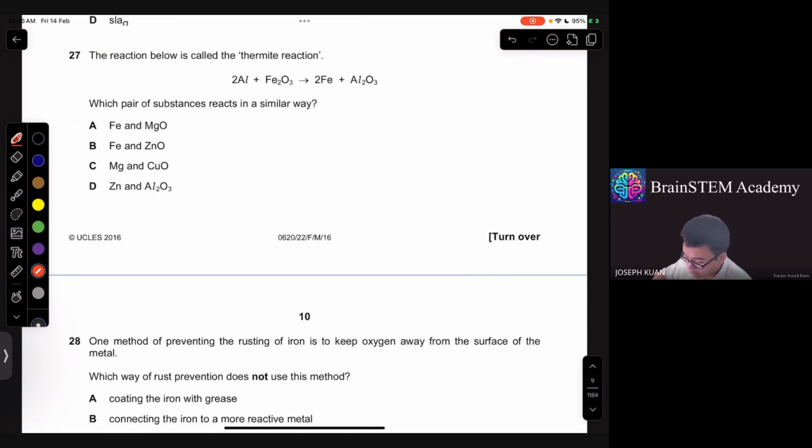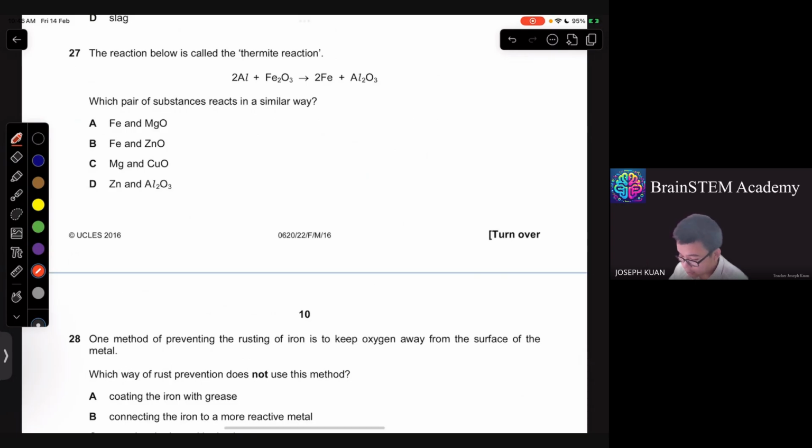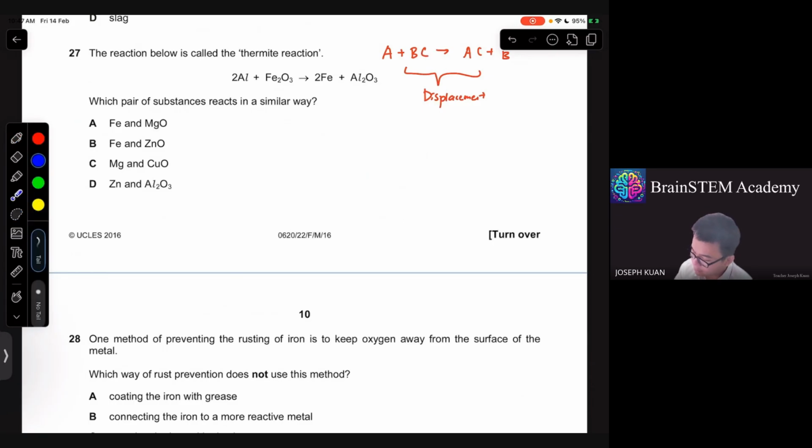27. The reaction below is called the thermite reaction. Which pair of substances react in a similar way? Now, if you look at this reaction, it follows this format: A plus BC turns into AC plus B. That's actually a standard displacement reaction. For a displacement reaction to occur, there must be one element that is more reactive than the other element in the compound. So in our series here, the best answer is C, because magnesium is more reactive than copper. For the rest, iron is less reactive than magnesium or zinc, and zinc is less reactive than aluminum. So the answer is C.